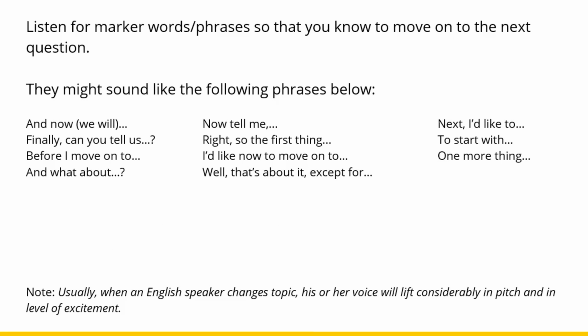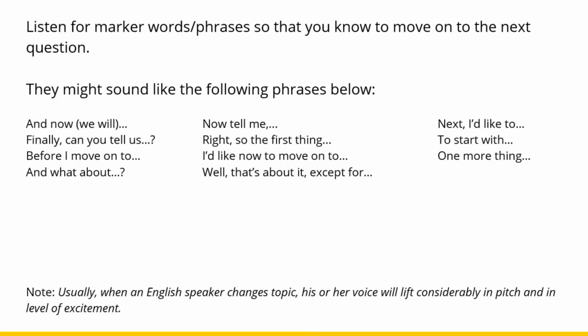In the listening test, you are going to hear various signal phrases and words. These signal phrases and words can help you determine when to move on to the next question. They might sound like the following phrases below. And now we will, before I move on to, and what about. These are the types of phrases you might have. As you see, we have different expressions. This is just one example, and you have to make sure you can recognize them because they will help you determine when you need to move on to the next question.